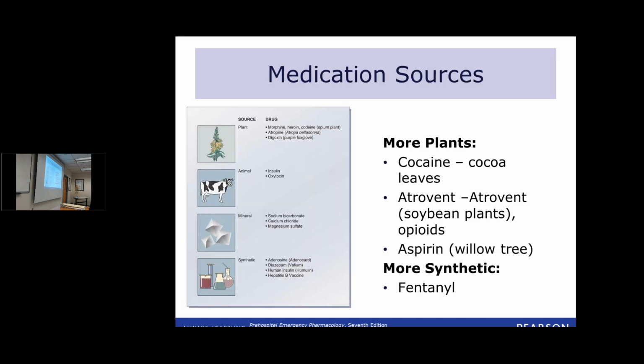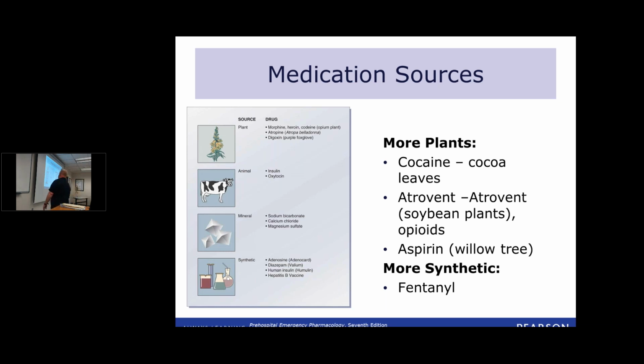Again, this is in your book. If you look at a plant, an example of that might be morphine. Certainly heroin is part of that. Digoxin is a cardiac drug that comes from a plant, or used to anyways, not so much anymore. Insulin comes from animals. Oxytocin, the drug for pregnancy, comes from animals, or used to anyways. Mineral examples of that would be calcium chloride. Calcium chloride is a cardiac medication that you give along the way.